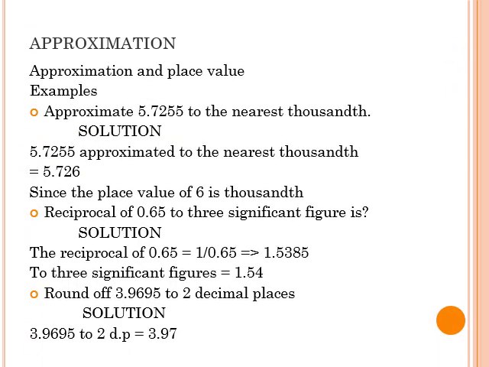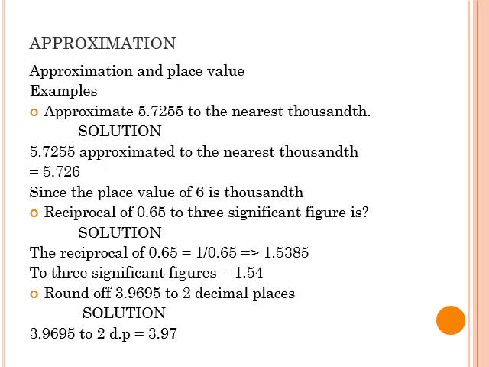We have approximation. Under approximation, the first examples we'll be dealing with is approximation and place value. And the first example here is what? It says approximate 5.7255 to the nearest thousandth. Now what is thousandth? Thousandth is the third place value after the decimal point.